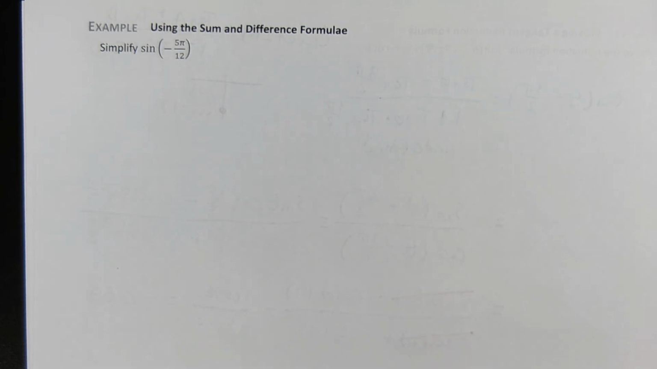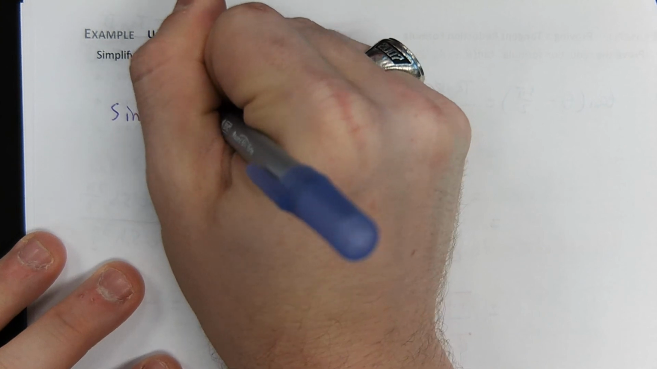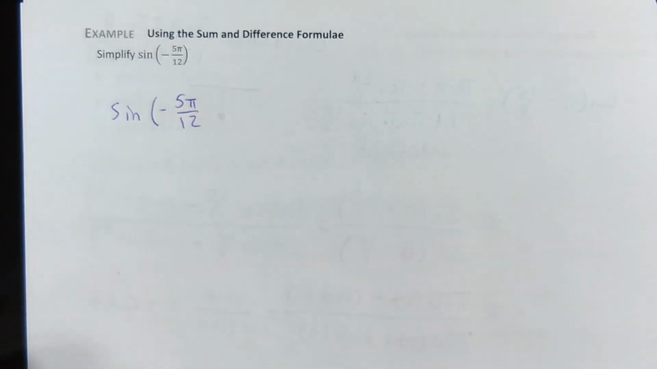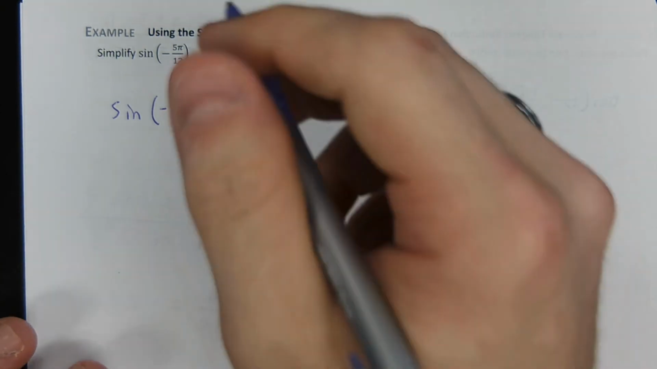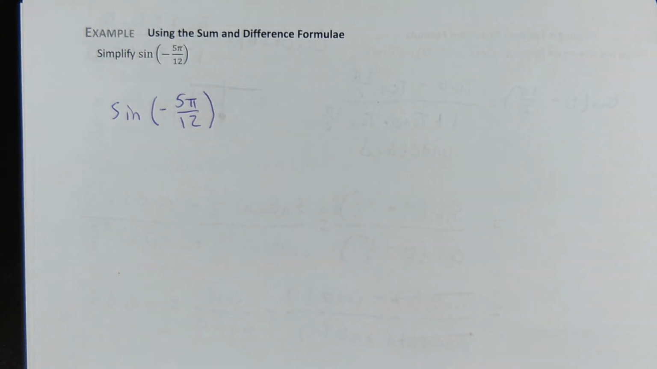Simplify sine of negative 5 pi over 12. And I'm thinking, I'm tired of writing in blue, so I'm going to switch over to purple. I want to deviate slightly from the way I have it in my notes, because I feel that these things are difficult to work with when they're in radians. Honestly, I think they're easier to do with degrees. So I would like to convert this negative 5 pi over 12 to degrees.